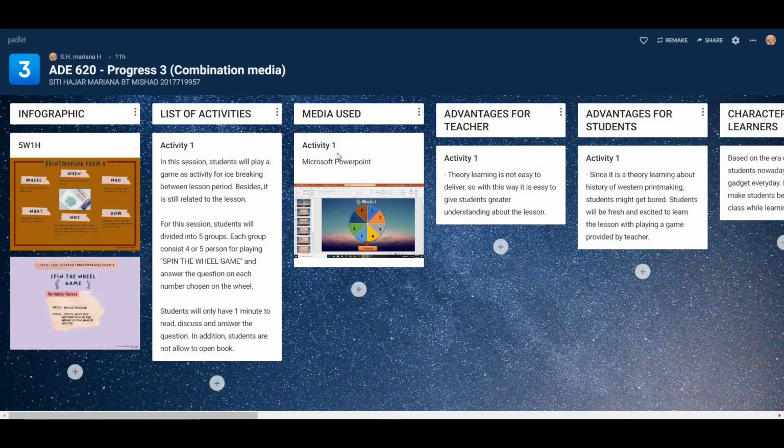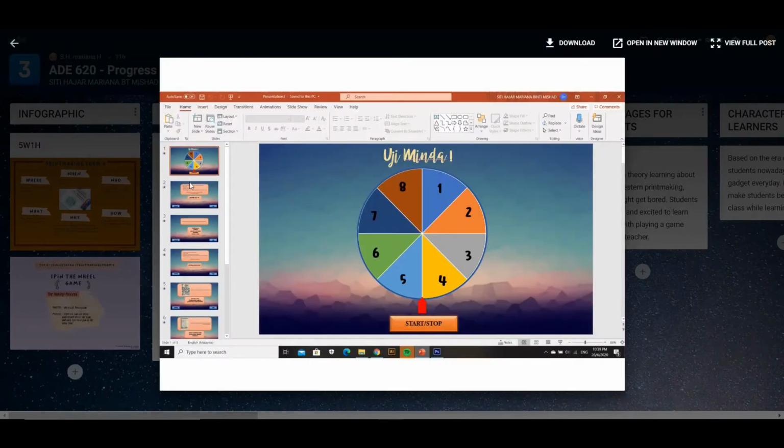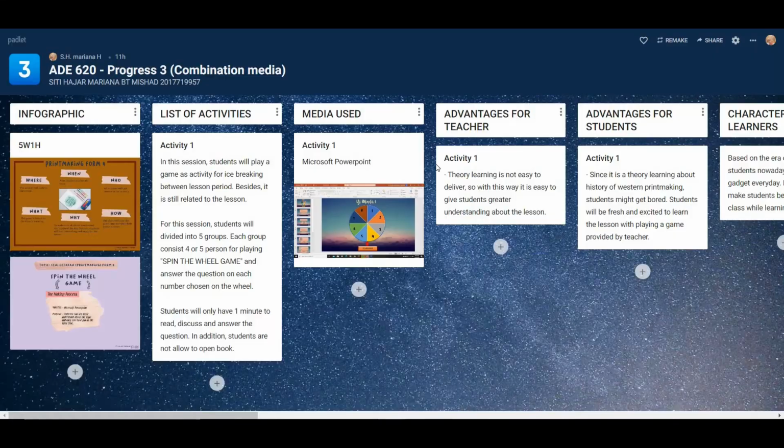Okay, this is my media use, Microsoft PowerPoint. I created a lot of numbered questions here, and if students spin this wheel, they will get a random number of question, and then click and this question will come out.